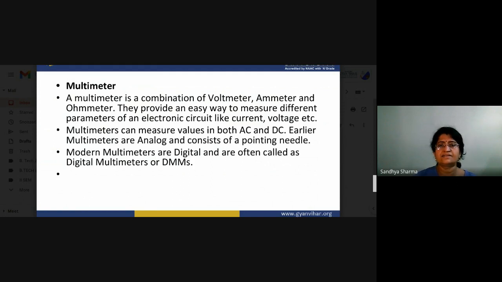They provide an easy way to measure the different parameters of an electronic circuit, like current, voltage, and so on. Multimeters can measure values in both AC and DC. Initially, multimeters were analog and consisted of a pointing needle, a pointer. But in the present scenario, we are not using the analog multimeter. Presently, we are using digital multimeters, which are more precise.